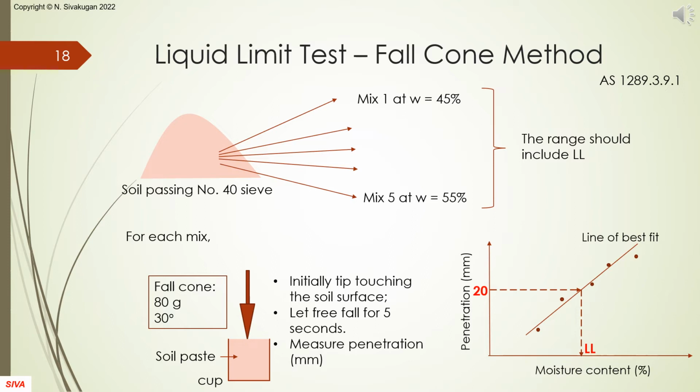Here, we try 5 or 6 moisture contents. For each mix, we measure the penetration of the cone as it is allowed to penetrate the soil paste freely for 5 seconds. Liquid limit is defined as the moisture content at which the penetration is 20 mm.